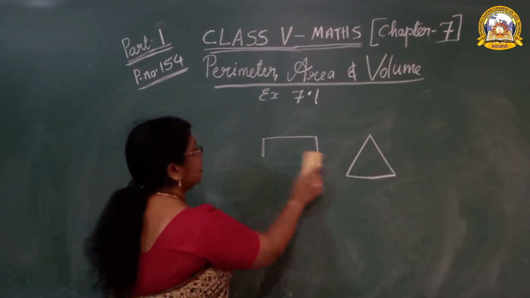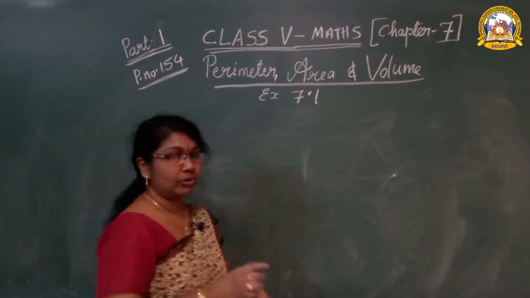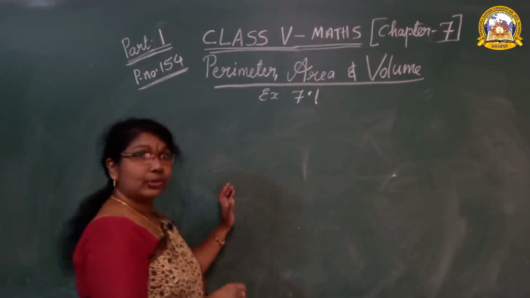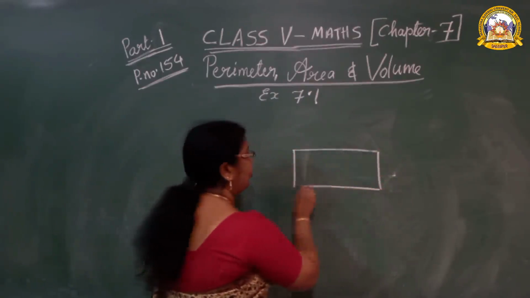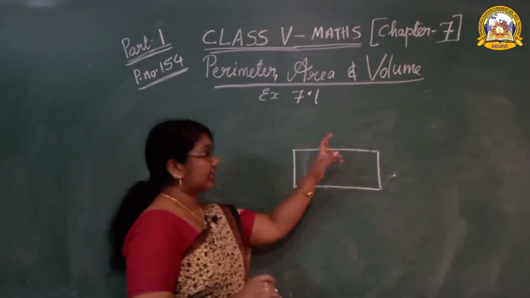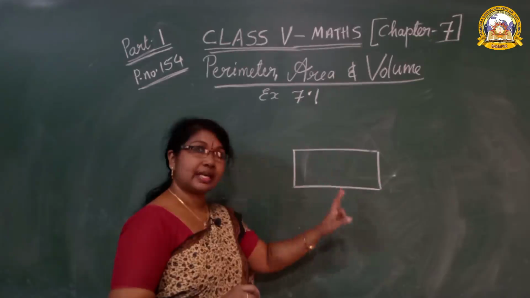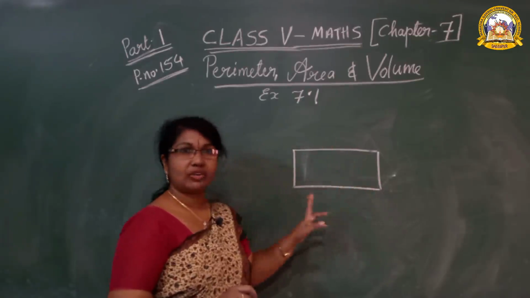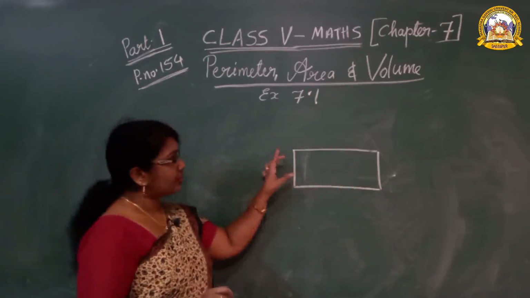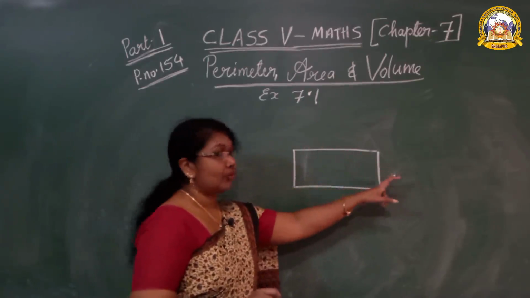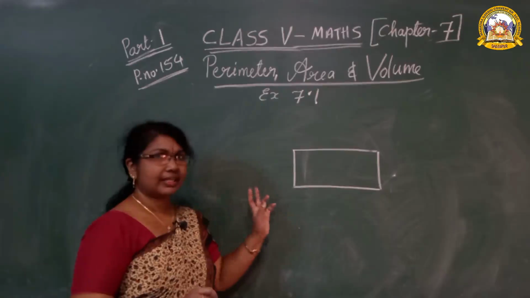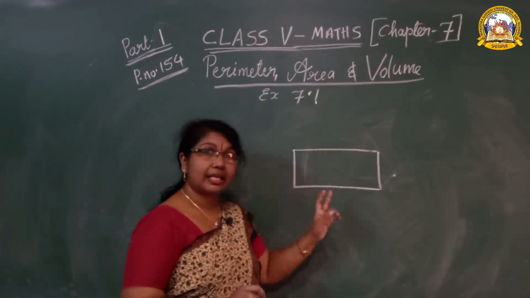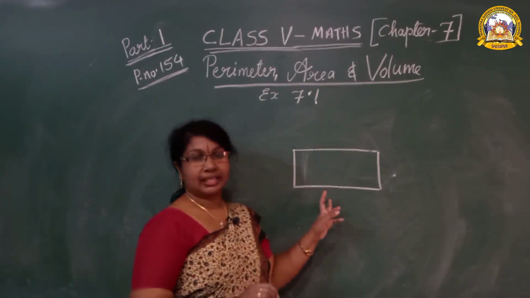Now, first we are going to study the rectangle. You know rectangle? Yes, it is the shape of a rectangle. In a rectangle, opposite sides are equal. All sides are equal? No. This is a small side, this is a big side, but these opposite sides are equal. What is a rectangle? In a rectangle, opposite sides are equal.